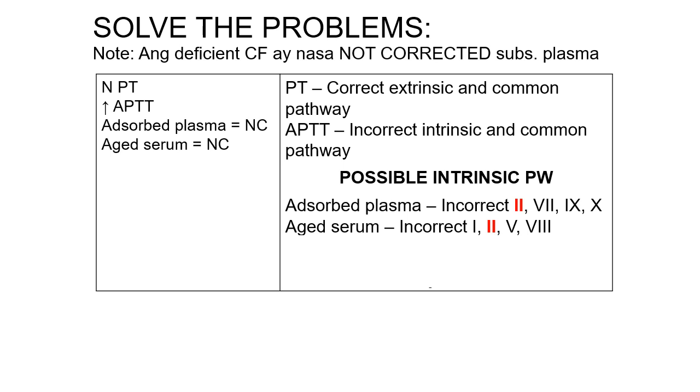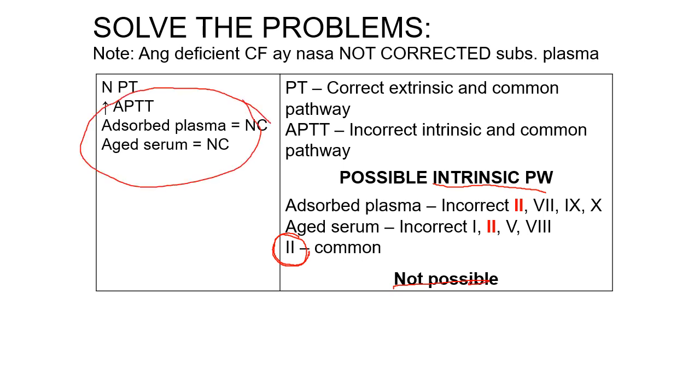So, ang common denominator nila is 2, right? Pero 2 is common. So, itong result nito is deranged or not possible. No? Hindi mo ma-identify dahil ang problem nga natin lies in the intrinsic pathway. Pero ang common denominator nila is 2. So, not possible ang results na ganito. Okay?